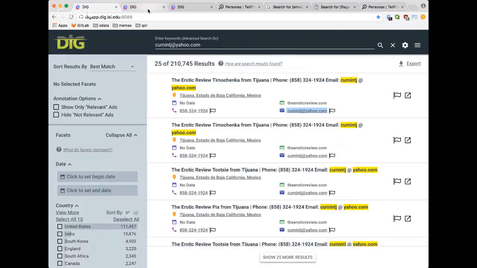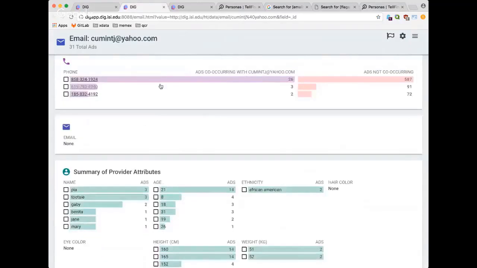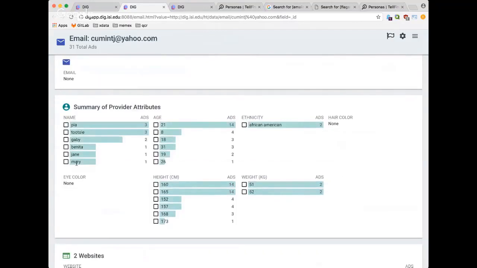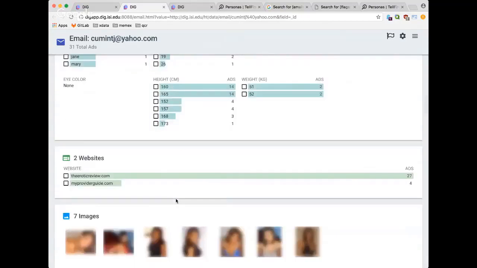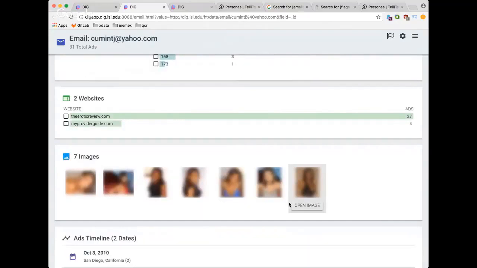When we take a look at the content associated with this particular email address, we see that there are multiple phone numbers associated with this email, multiple women being sold under the same contact information, which is usually a sign that the person is either engaged in trafficking or could be engaged in trafficking. You see that there are multiple names, multiple ages of people, and there's a series of photographs associated with the ads that have this email address in them.